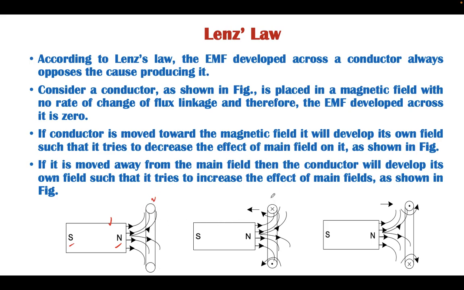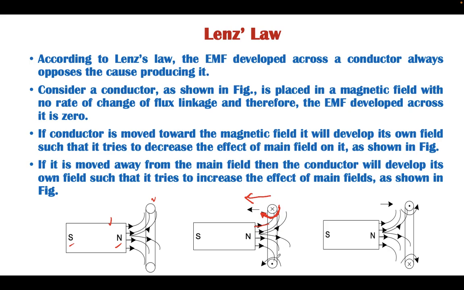Now, suppose we move this conductor in the direction of the north pole. Earlier it had some number of magnetic lines of force cutting it, but now it will cut more magnetic lines of force, and hence it will develop its own magnetic field which will oppose the cause. The cause here is these magnetic lines of force, and the magnetic field developed by this conductor will be opposite to this, and hence it is only possible when the current in this conductor is entering, whereas the current at this point is leaving.